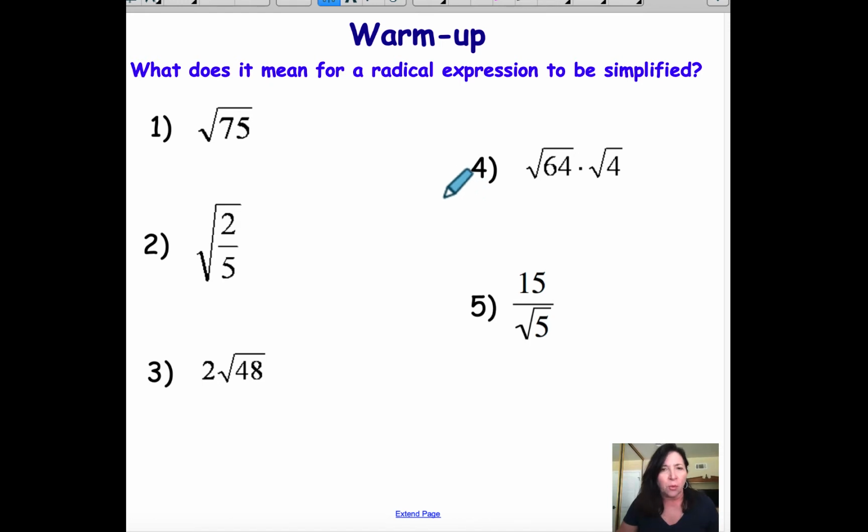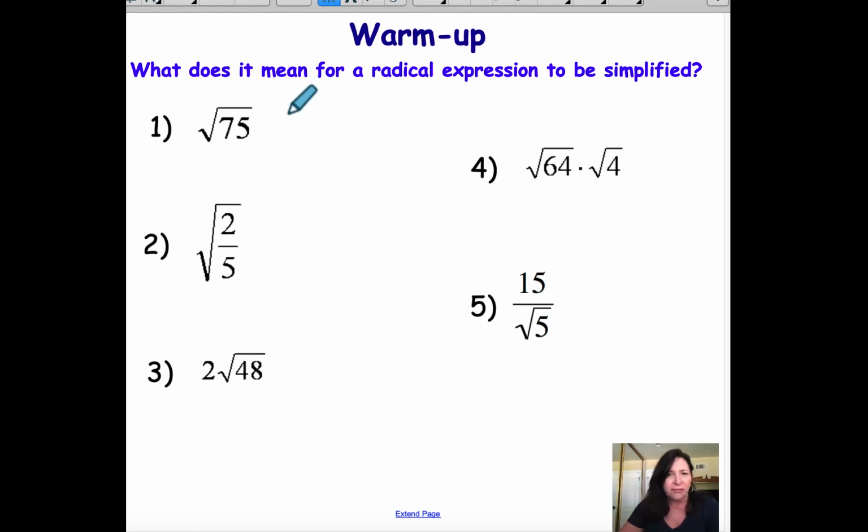We're going to get started with a warm-up as for what does it mean for a radical expression to be simplified. And most people are going to try to see what is the highest perfect square that you can divide into each of your roots. That's what we want to try to do.